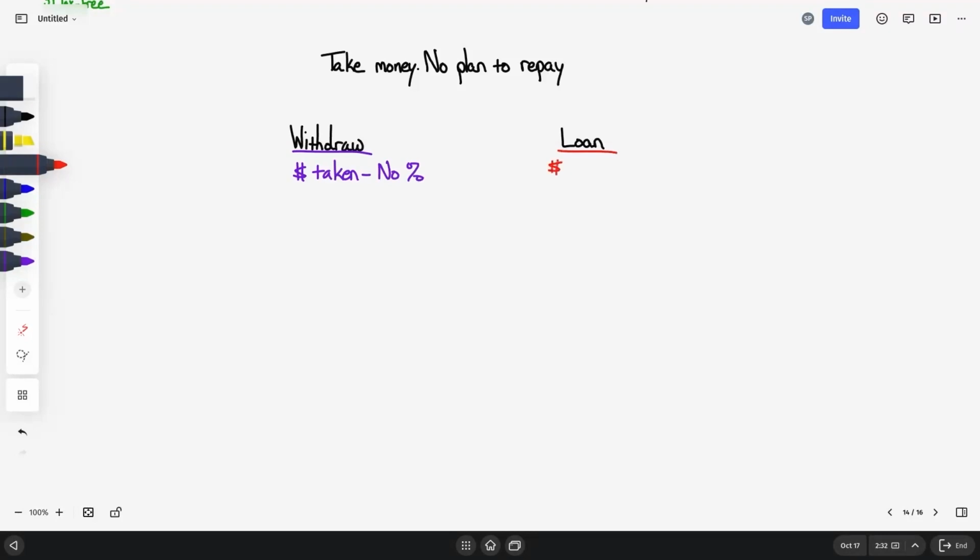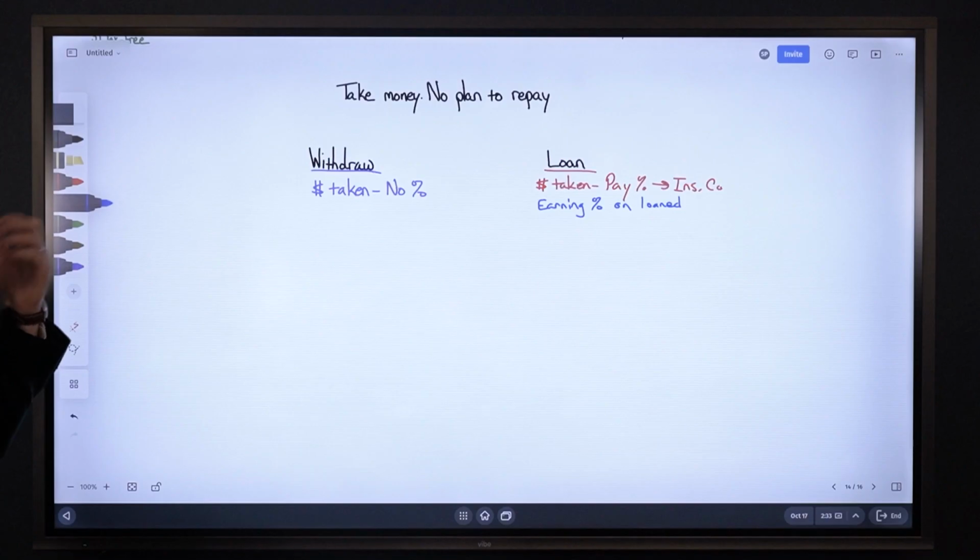So when money is taken, what happens is one, you pay loan interest to the insurance company. However, what happens? You continue to receive dividends. So you keep on earning interest on loaned money. So a way to explain this, we can use the same example.